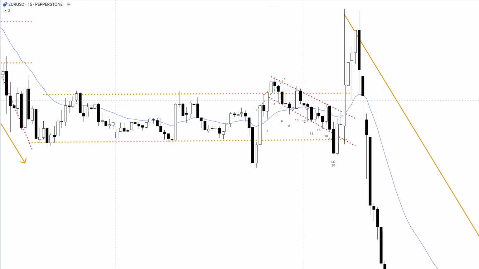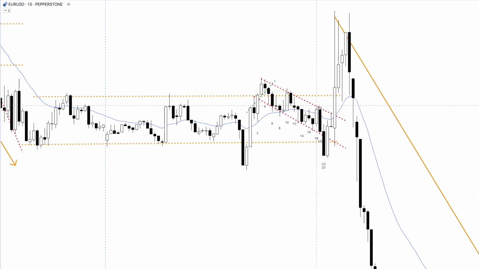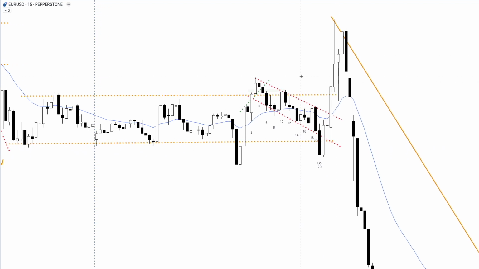So we failed on this channel, we get the two legs back. Now traders are looking to go long again because this phase is over. That fails, we then overshoot and we skyrocket out of there.